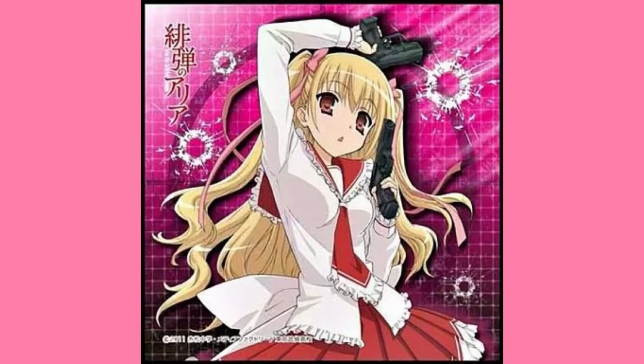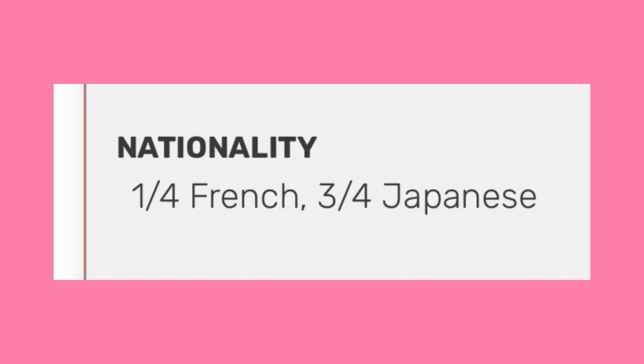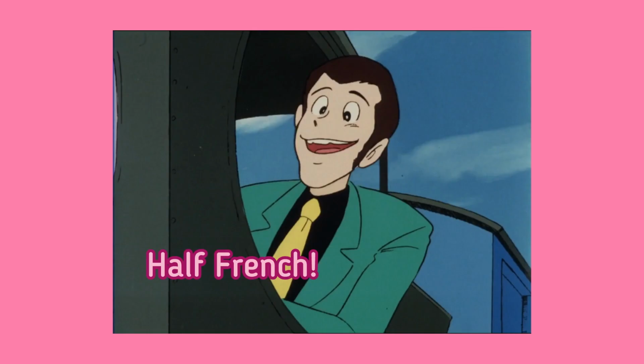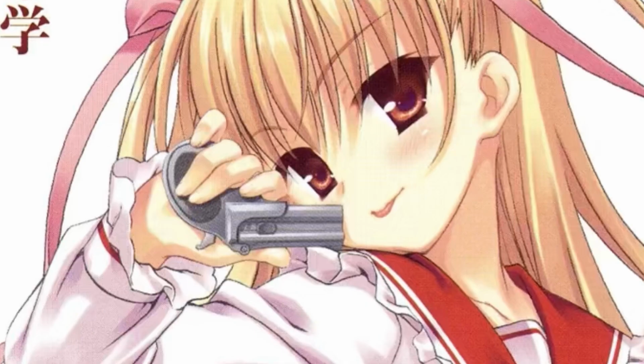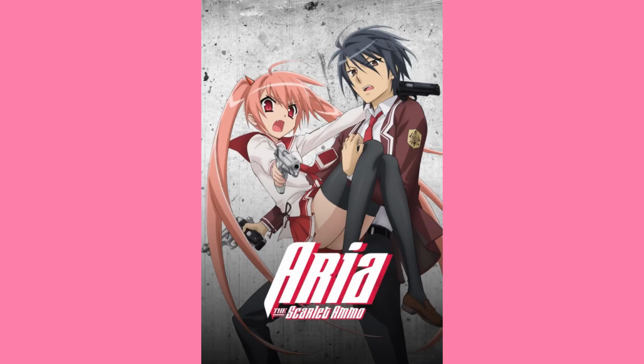How can we be sure that she's actually Lupin's child, though? First of all, look at her damn name. Second of all, she's stated to be 3/4 Japanese and 1/4 French. Fujiko Mine is entirely Japanese. Lupin III is half Japanese and half French, so that lines up. And knowing her fondness of weapons, and the fact we know she descends from Arsène Lupin, the original, it makes sense that she would be Lupin III's child.